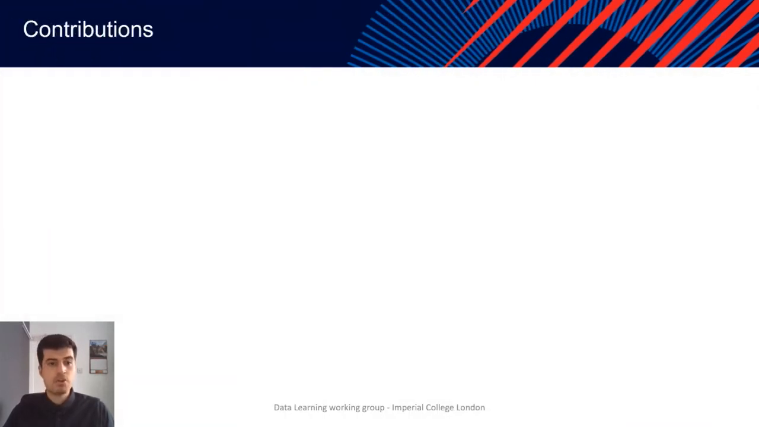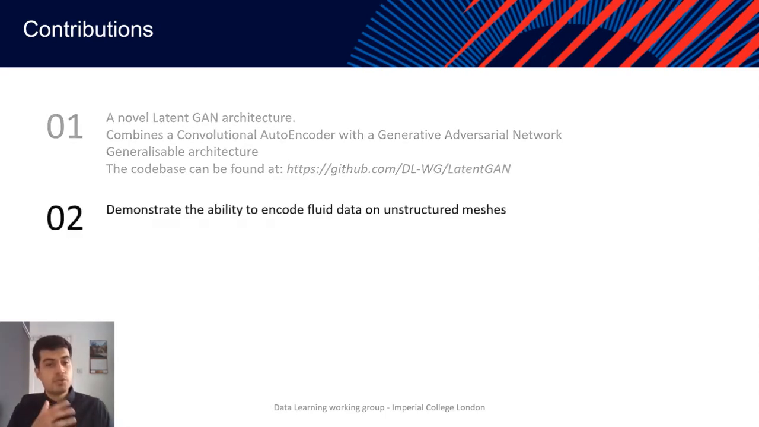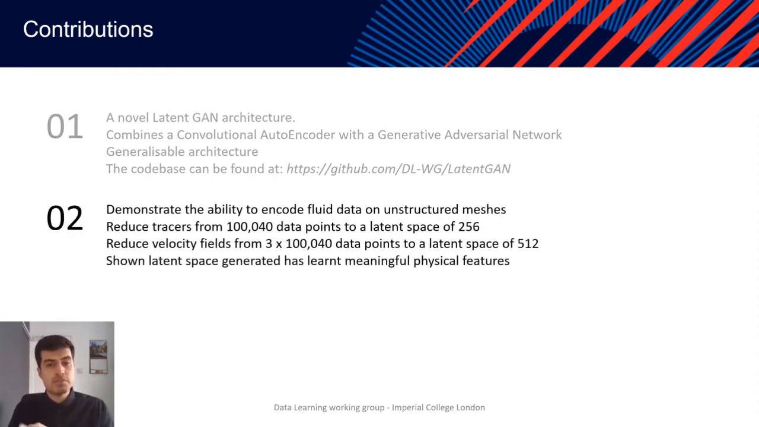So to summarise our contributions, we present a novel latent GAN architecture that combines a convolutional autoencoder with a generative adversarial network to produce a generative model that is capable of predicting fluid flow. It's worth mentioning that the architecture has been designed to be generalisable such that it can be applied to other dynamical systems. We demonstrate the ability to encode fluid data on unstructured meshes down to a latent space with several orders of reduction through the autoencoder, an architecture that's typically used on datasets that are structured and that lack physical meaning, such as images.